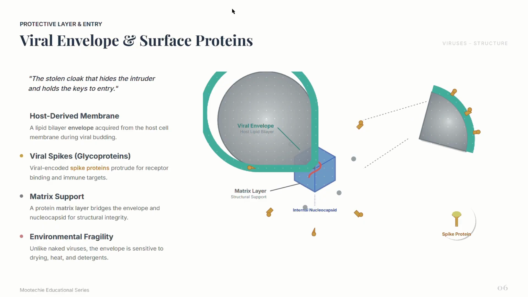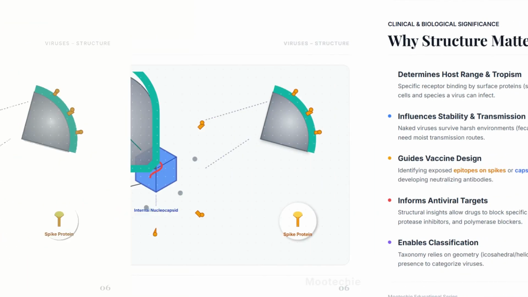The diagram on the left illustrates these layers. We see the viral envelope labeled as the host lipid bilayer. Just inside is the matrix layer for structural support. Then we have the internum, likely meaning internal, and the nucleocapsid core. Jutting out are the spike proteins that act as keys for entry.